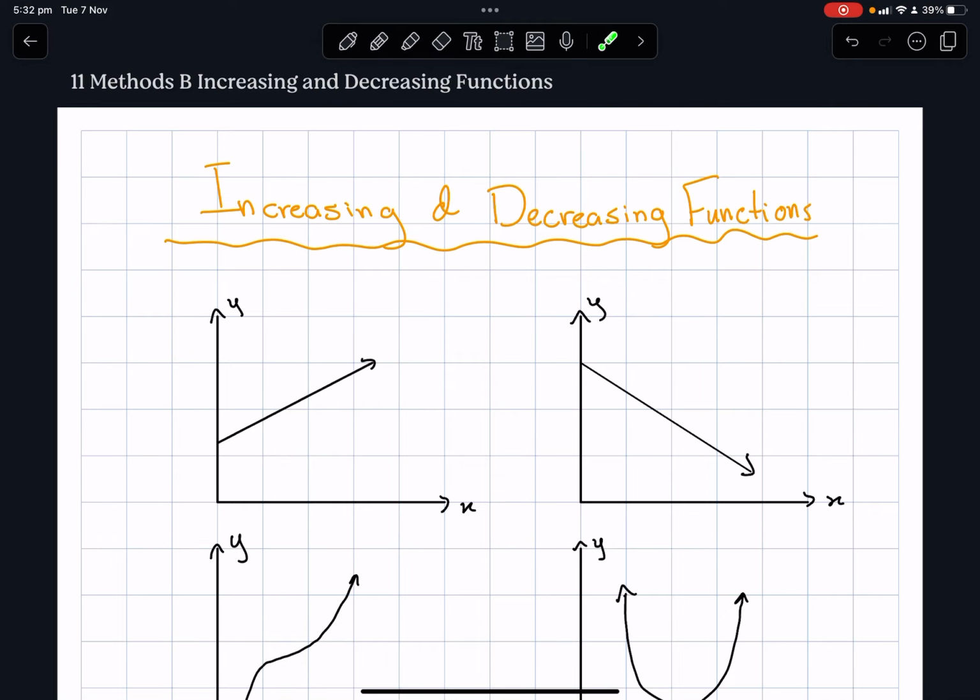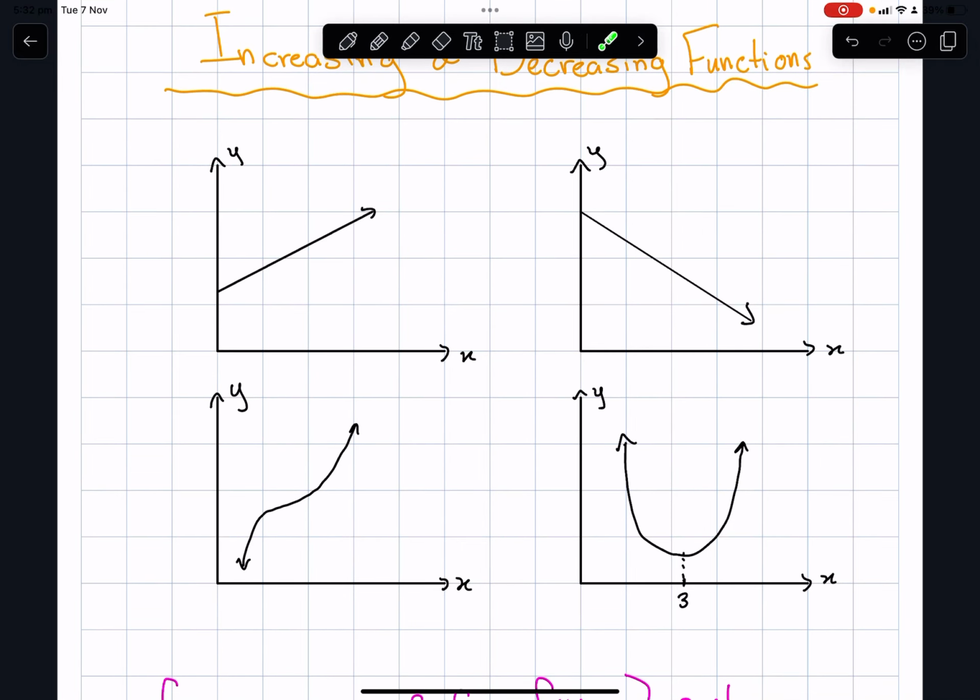So I've got four functions here. Now, increasing means if I look from left to right, I can see my y value goes up. So I could say this one's increasing because as I move left to right, my y value increases. This one here I would say is decreasing because as I move to the right, my value for y is decreasing. This one here I would say is increasing because it moves up all the way.